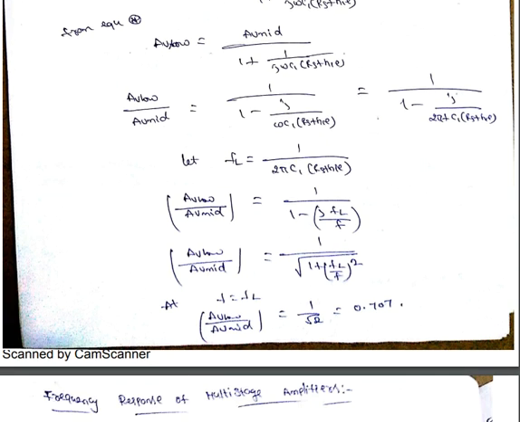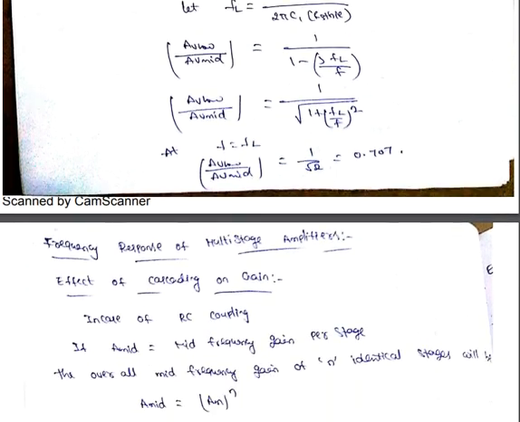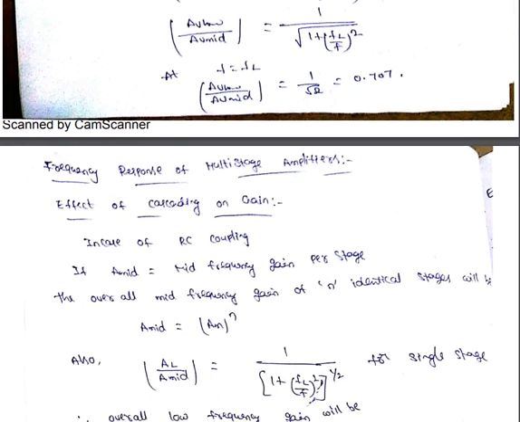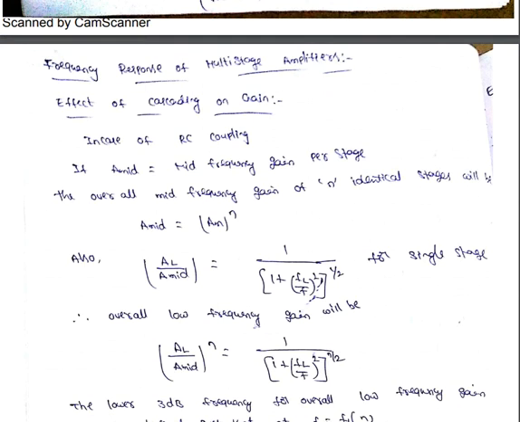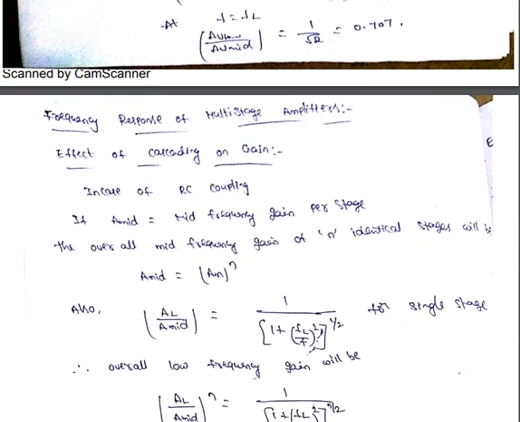If the two frequencies are equal, then we will get the ratio AV low by AV mid equal to 0.707. Similarly, we will get the high frequency also the same. So AV high by AV mid is also equal to 1 by root 2, that is 0.707.